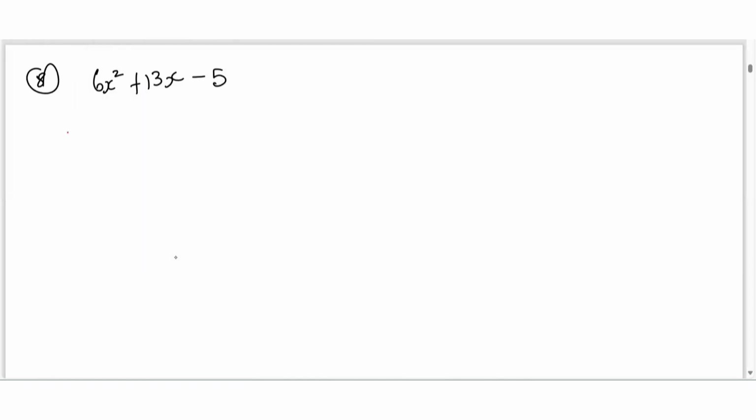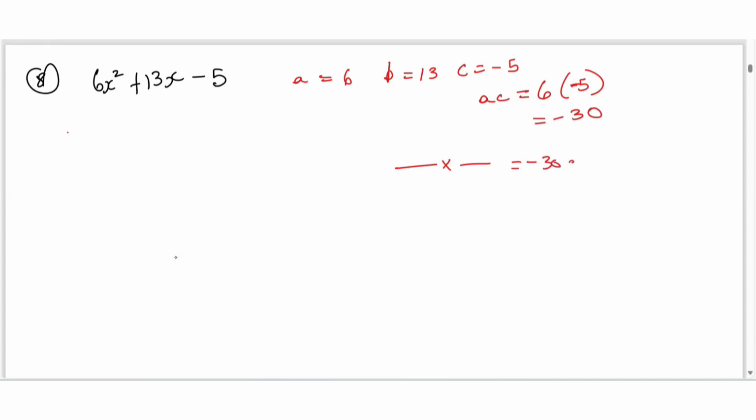Now, what we're going to do is we're going to have a, which is equal to 6, B, which is equal to 13, and C, which is equal to negative 5. Let's find AC. So AC is that we're going to take 6 and multiply this by negative 5. And what we're looking at here is negative 30. Now, again, the principle is we need two numbers that multiply to give negative 30. That's my AC. But these same two numbers will be added to give my B value, which is 13. Those numbers are 15 and 2.